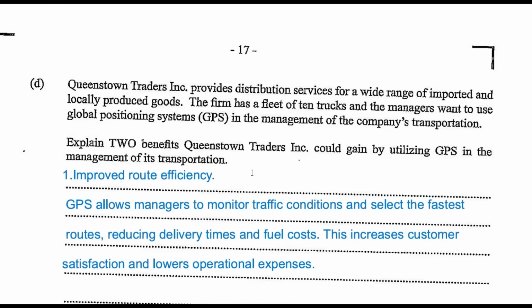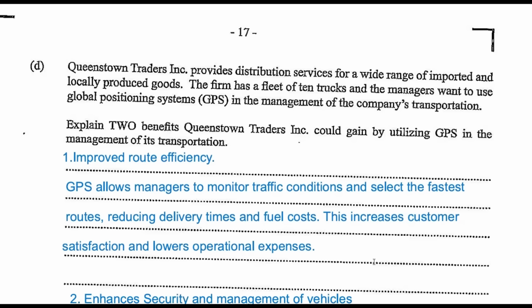Now, 1, because of using GPS, they will be able to plan their routes efficiently, so improved route efficiency. GPS allows managers to monitor traffic conditions and select the fastest routes, reducing delivery times and fuel costs. This increases customer satisfaction and lowers operational expenses.